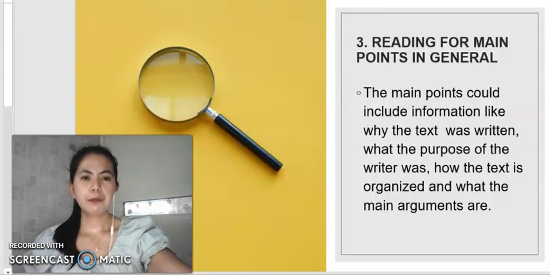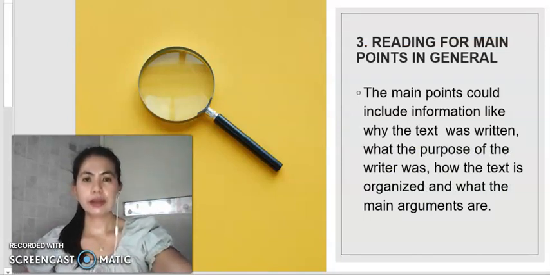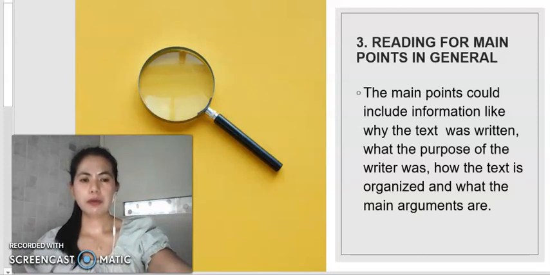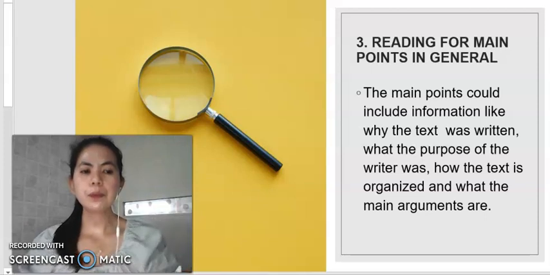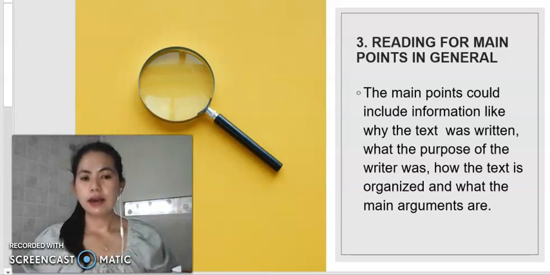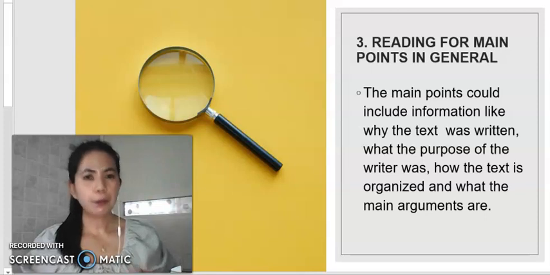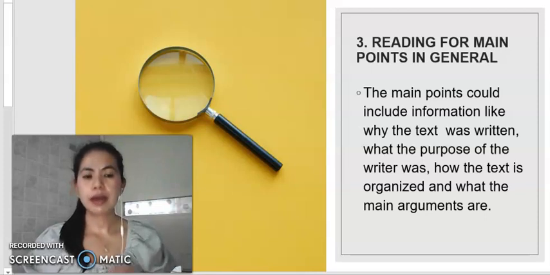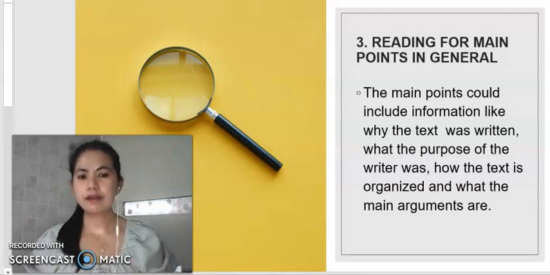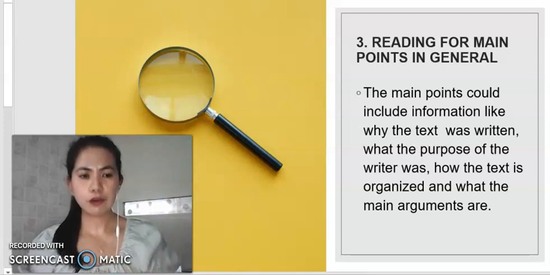Number three, reading for main points and general ideas. The main points could include information like why the text was written, what the purpose of the writer was, how the text is organized, and what the main arguments are. So you will get only the information of what the purpose of a writer is, like the main arguments or how the text is organized. An example is when you are reading for an exam. Of course, you will read what the purpose of a writer is in that selection.